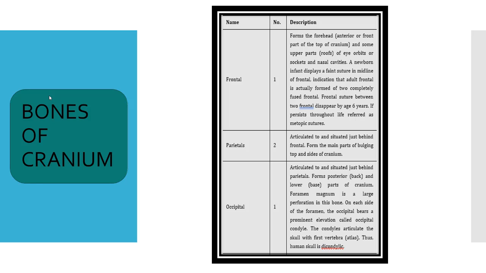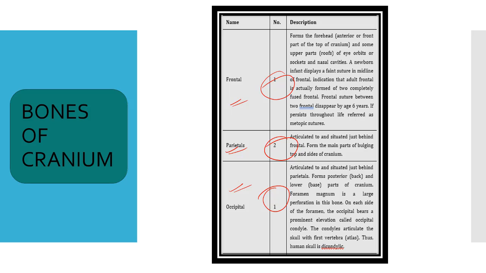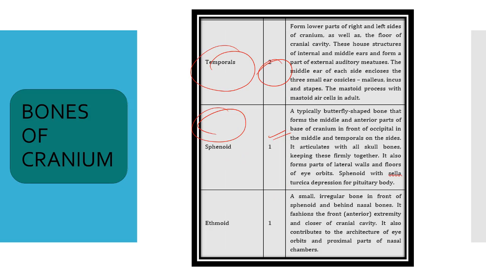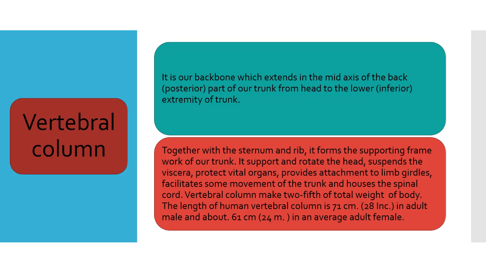Bones of cranium: frontal bone, parietal bone, occipital bone, temporal bone, sphenoid bone, 1. Ethmoid bone, 1. So sphenoid, ethmoid, and occipital bone are all 1 in number. Okay. Bones of skull: nasal bone, 2. Inferior nasal conchae, vomer, lacrimal, zygomatic, palatine, maxilla, and mandible. Already discussed.